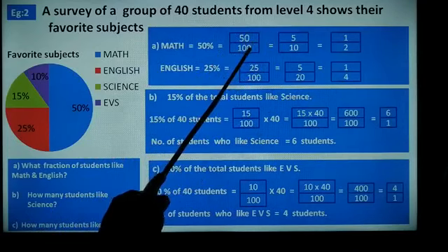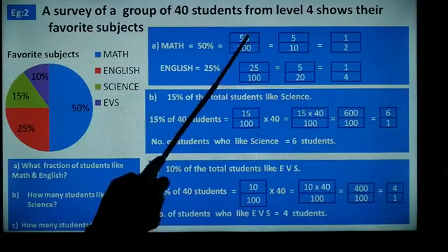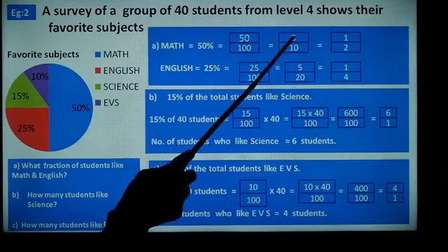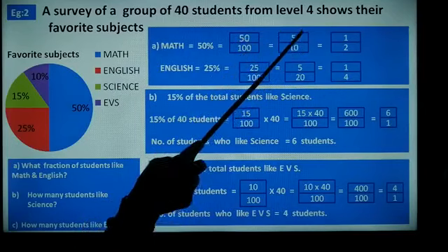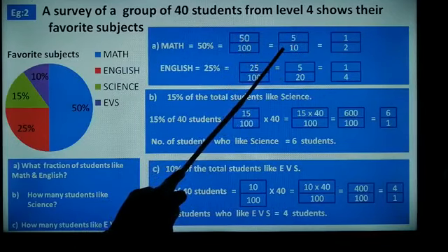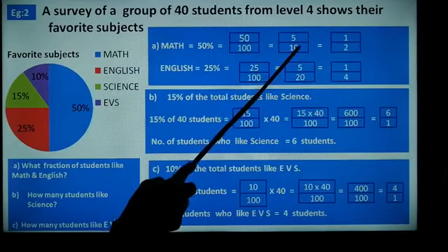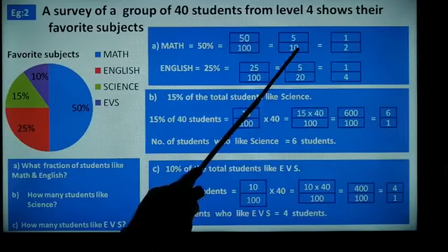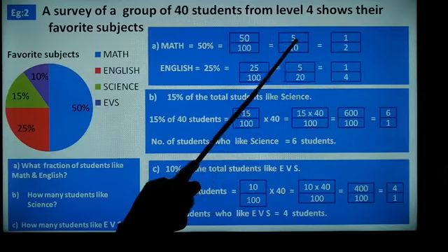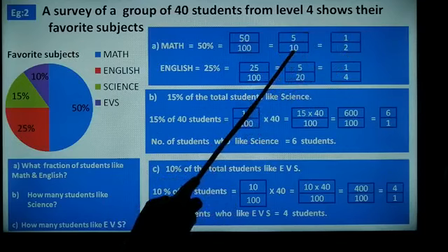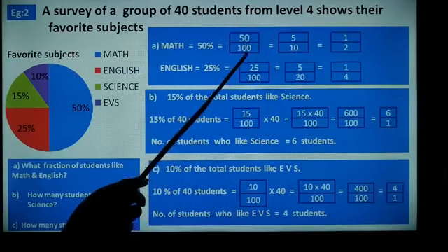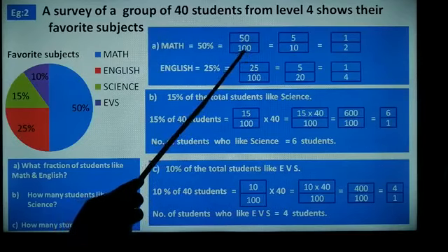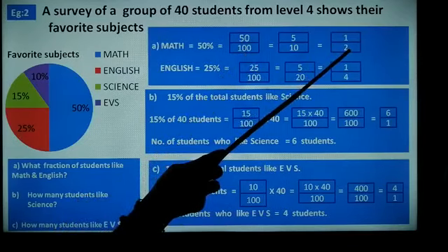See here 50 and here 100. Both numbers come in the table of 10. 10 5s are 50, 10 10s are 100. Now we got 5 by 10. Again we can make it smaller. How? The numbers 5 and 10 come in the table of 5. 5 1s are 5, 5 2s are 10. If you write like this, your answer is correct. But sometimes the question asks to write the fraction in the simplest form. That time you can write it like this.